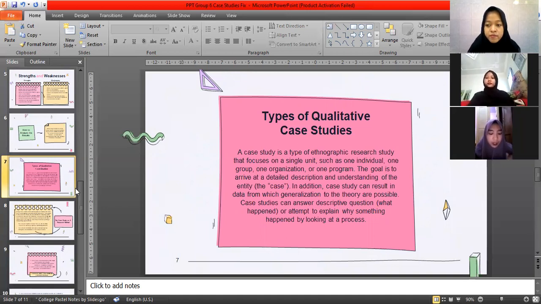For example, Freud used the case study extensively in building his theory of personality. Case study uses multiple methods such as interviews, observation, and archives to gather data.